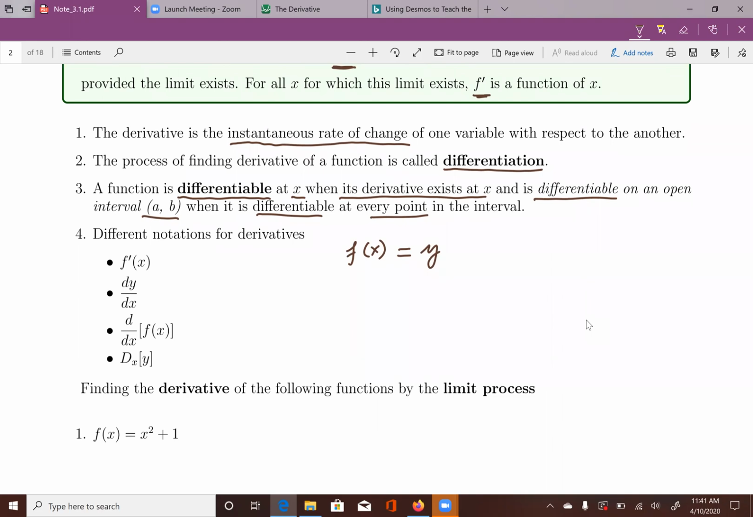There are different notations for the derivative. So again, sometimes people use f of x as the output, or they use y as the output. So if f of x is the output, that means x has to be the input.